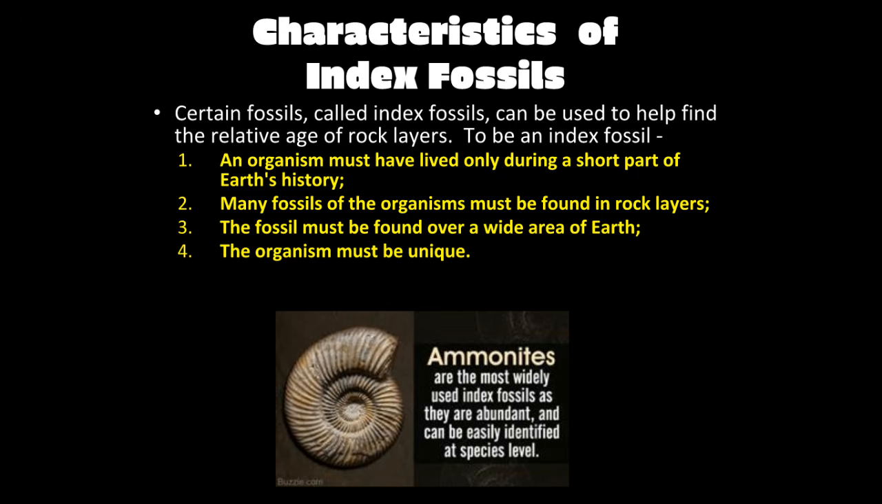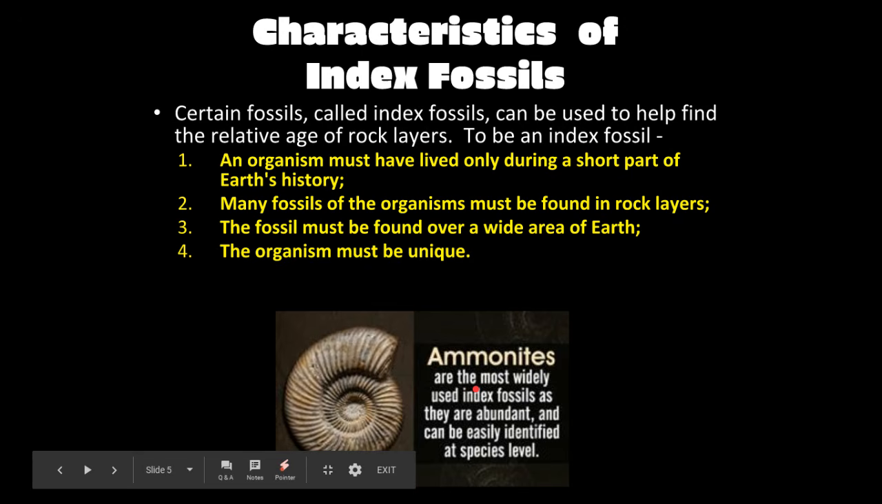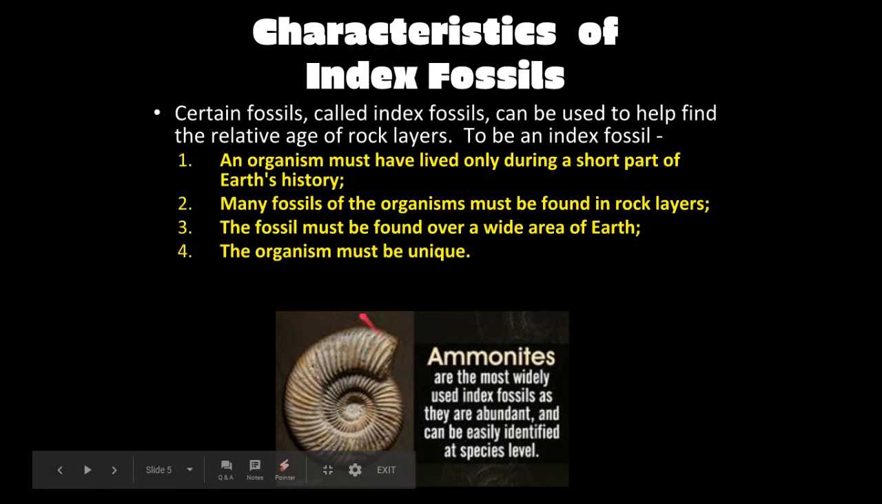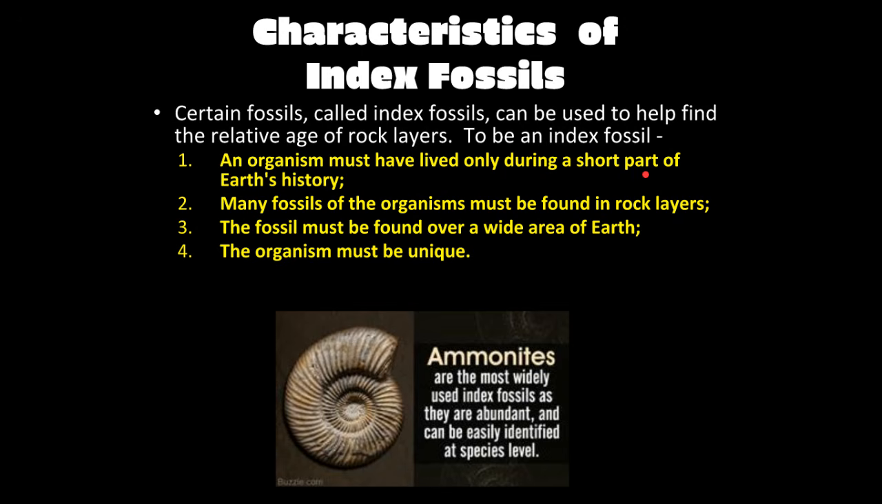But if a fossil exhibits these four characteristics, it would be considered a good index fossil, such as the ammonite, which is one of the most widely used and common index fossils to determine the relative age of rock layers and fossils. So first and foremost, it has to live a short period of time. If an organism lived over an enormous amount of geologic time, it doesn't really help us narrow down a small relative age. So one important characteristic of an index fossil is it has to have lived a short time.